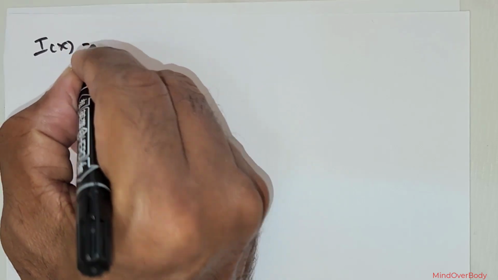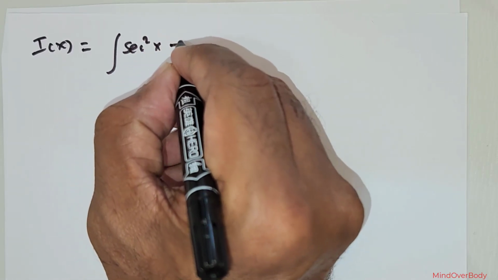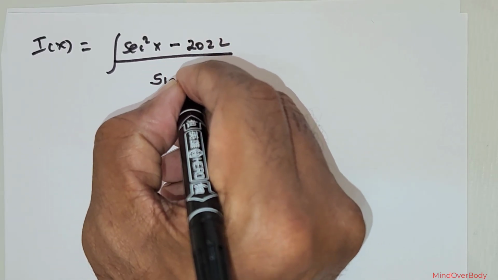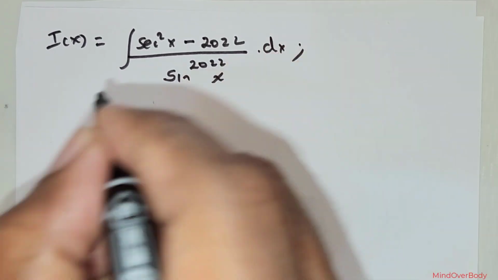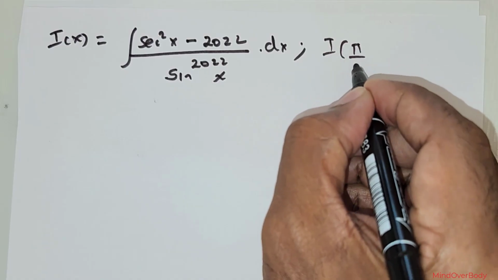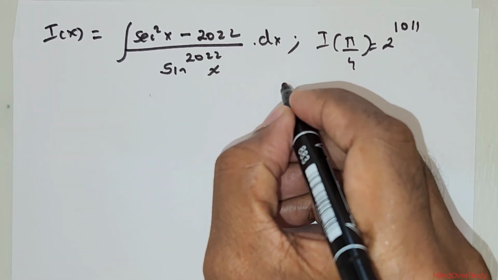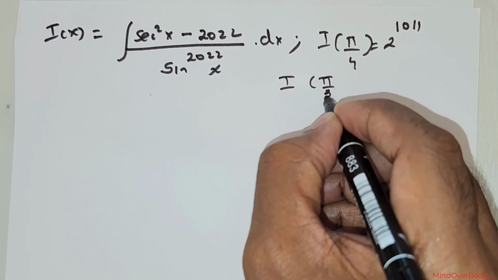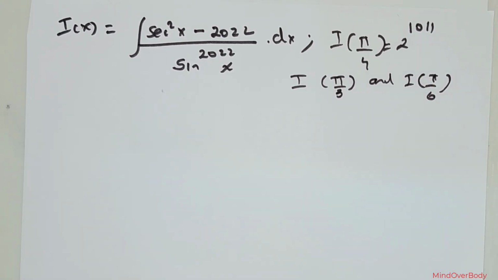So we have this next question. I of x is given to be the integral of secant squared x over sine raised to the power of 2022 x times dx. If I of pi over 4 is equal to 2 raised to the power of 1011, in this case we will have to find the relationship connecting I of pi over 3 and I of pi over 6. So that is the essence of this question.